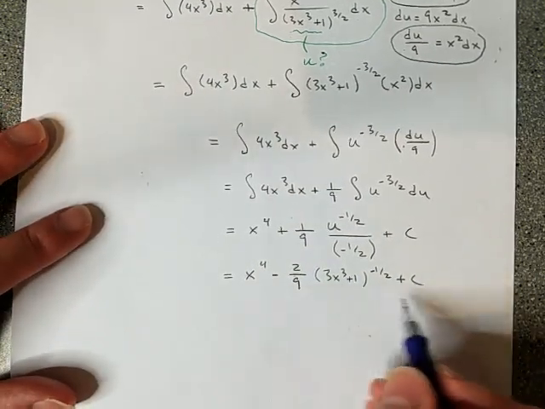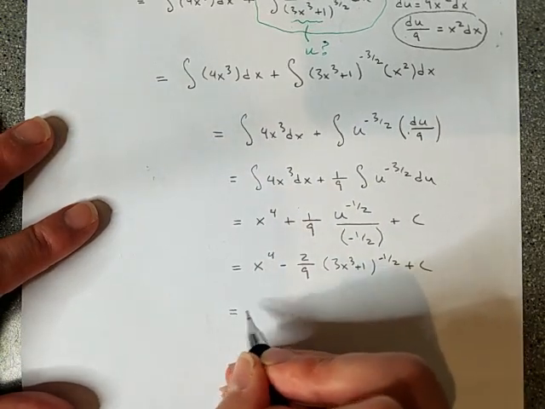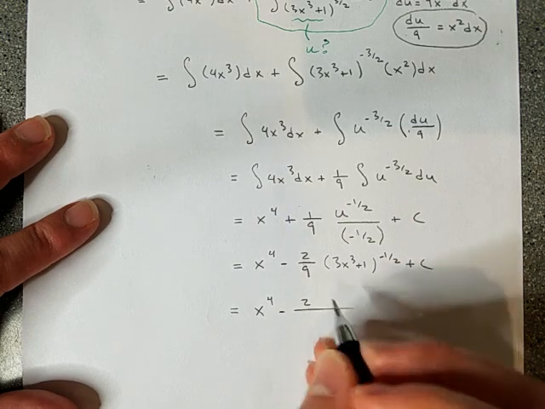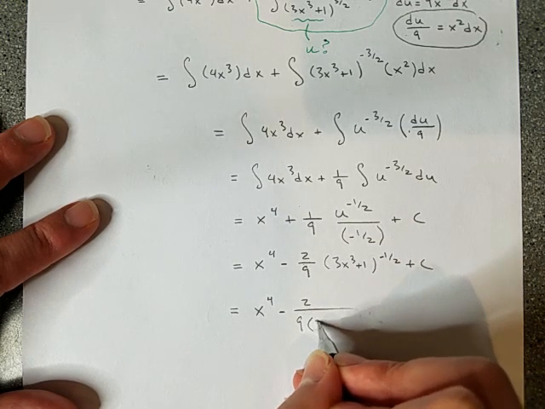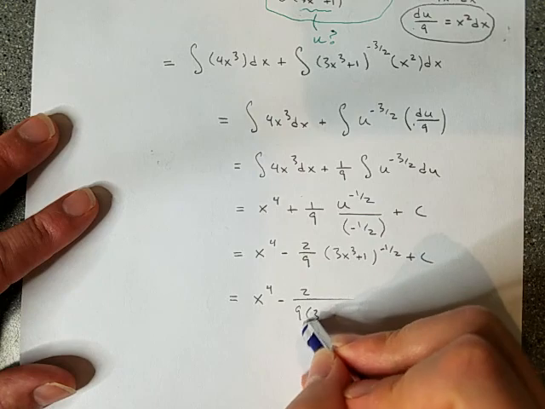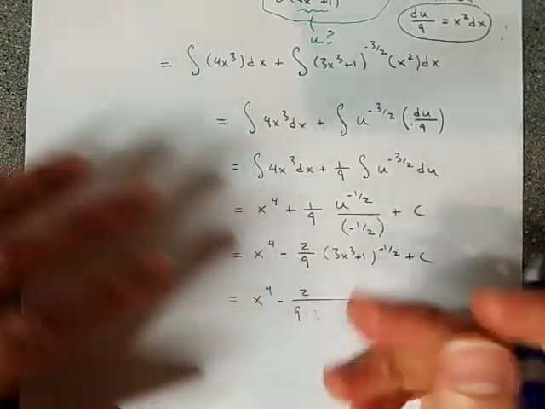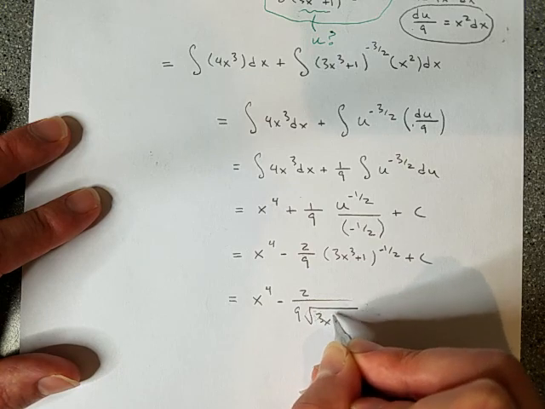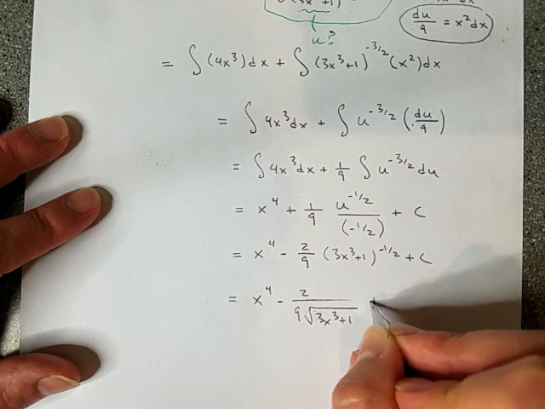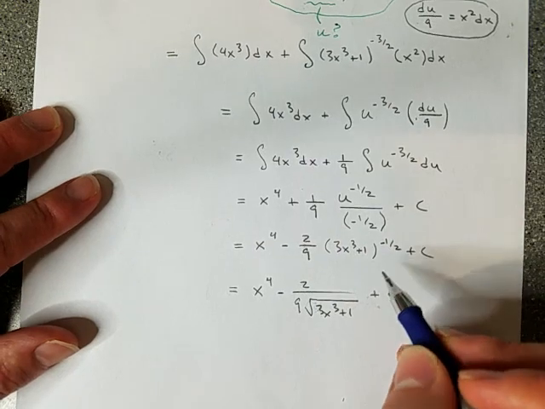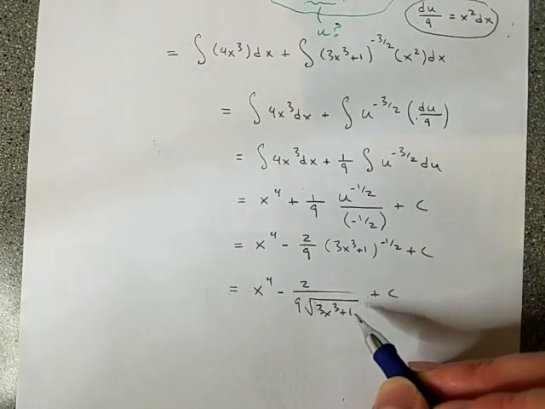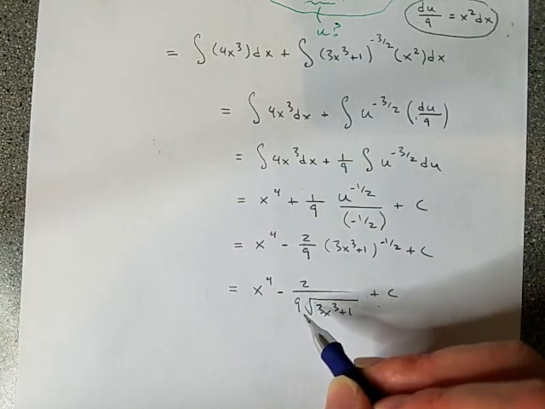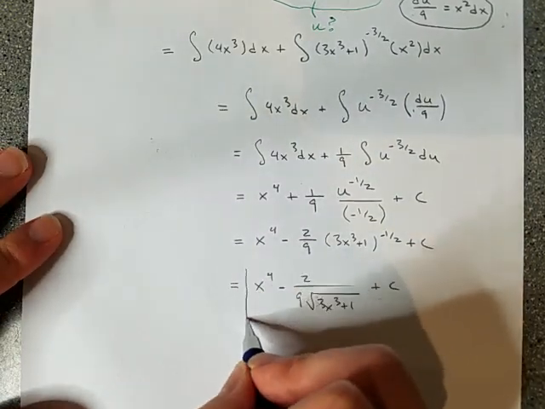All right, that's okay. Who knows? You might be required to write the answer this way, so just in case, I'll say 2 over 9, and let's do root 3x to the 3rd plus 1, because that's a negative 1/2. If I move that down here, it would be an exponent of positive 1/2, but then that exponent is equivalent to the square root. All right, there we go.